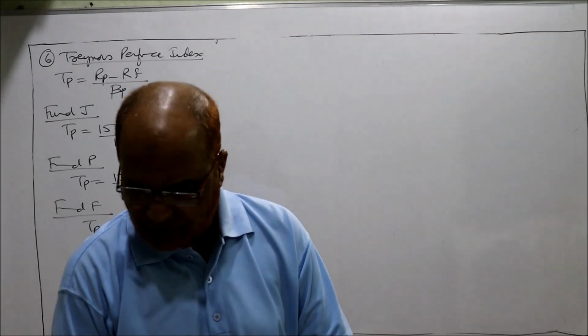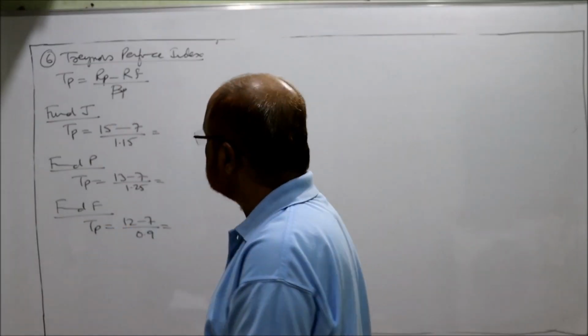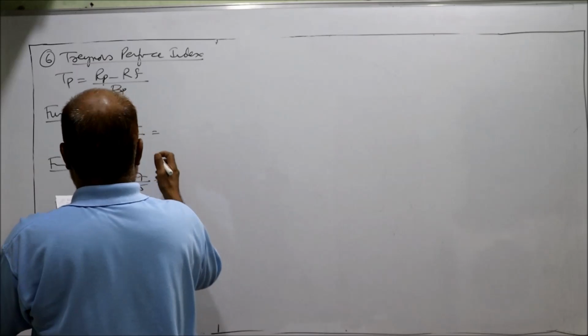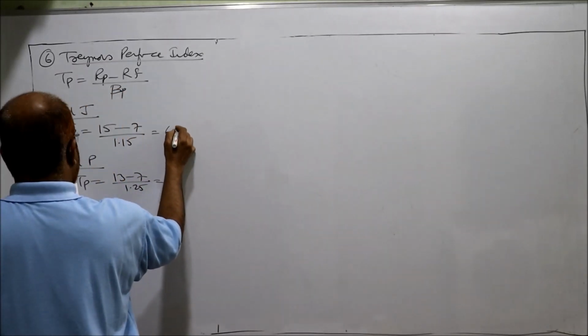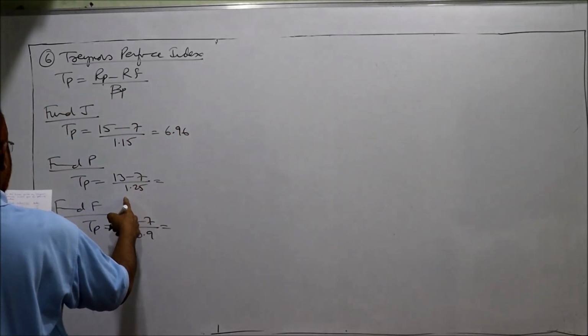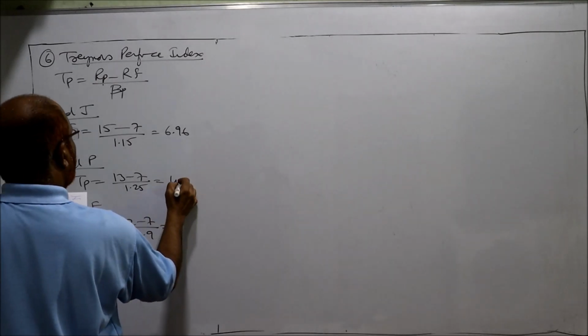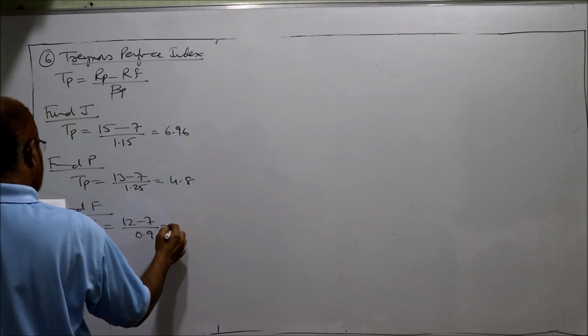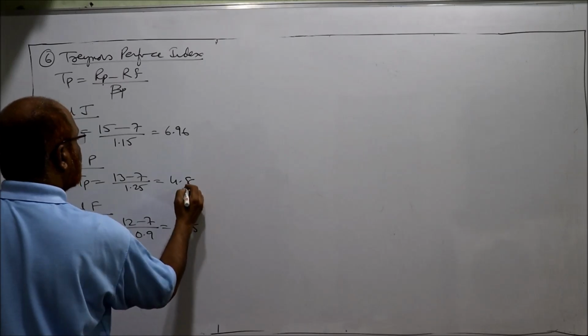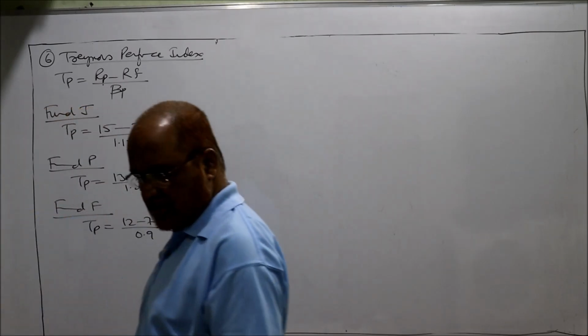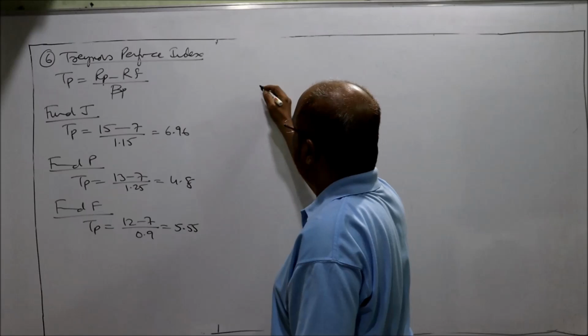Now 15 minus 7 divided by 1.15 is 6.96. Here for P it is 4.8. Here it is 5.55. That's it. Now we have to give the ranking.